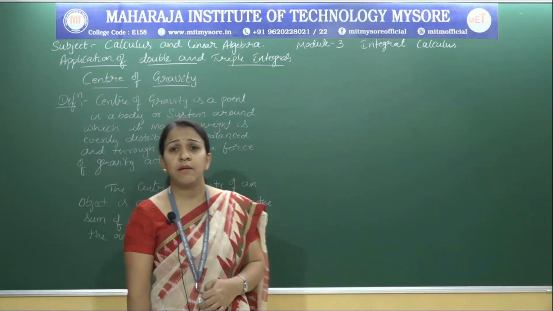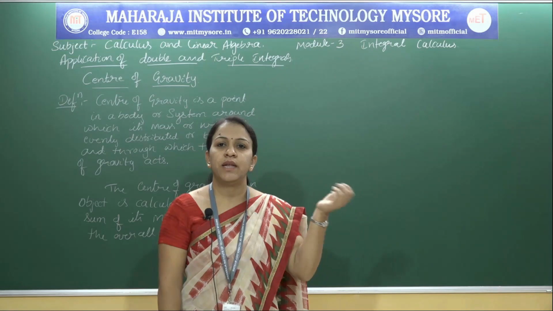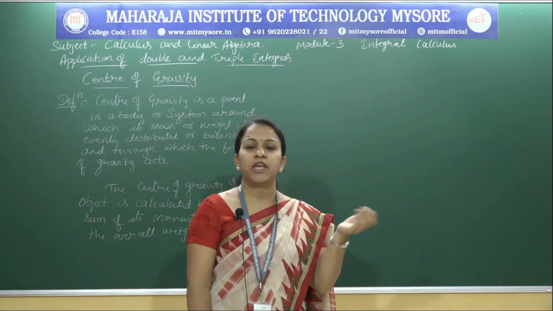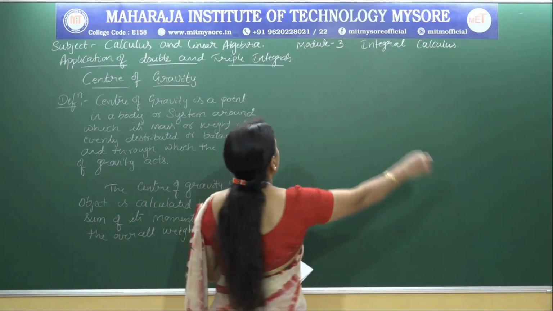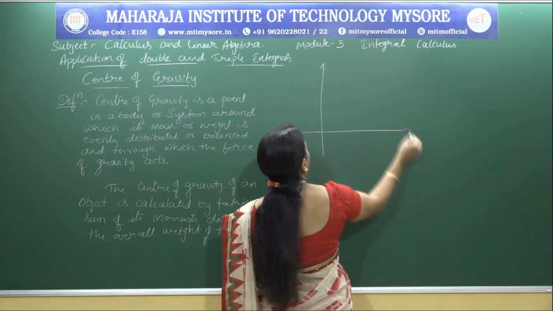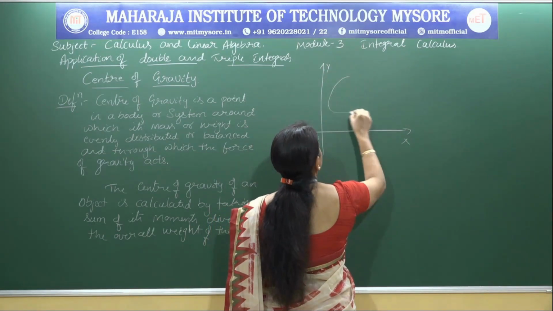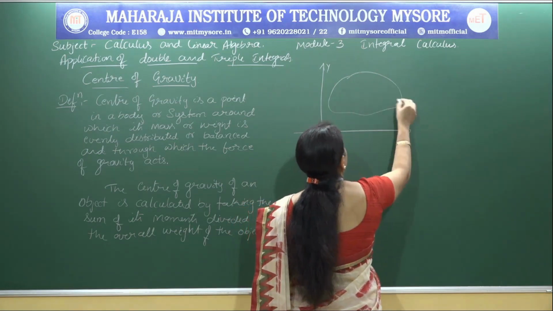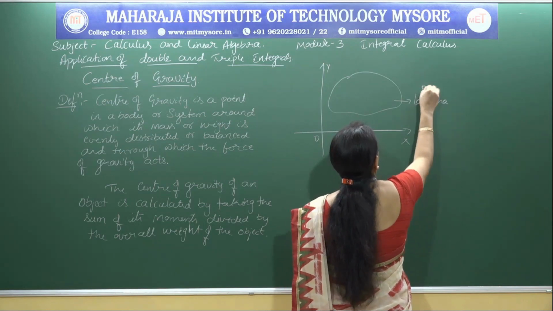But in our syllabus we are supposed to find the center of gravity for a plane lamina. Then what is a lamina? A lamina is a thin layer or a plate of the given curve over which we find the center of gravity. So let me define that. This is our lamina. If I consider coordinate axes x and y, this part is called a plane lamina.